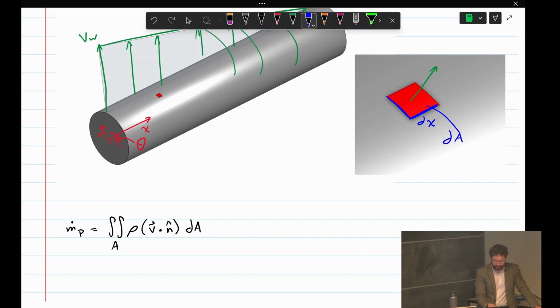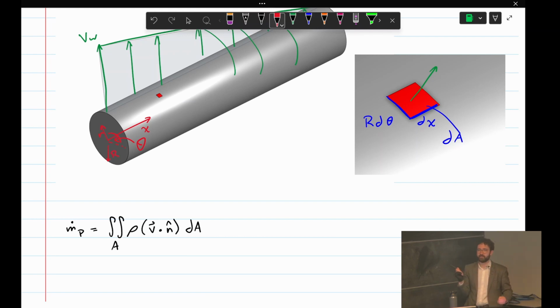Does anyone have an idea about the length of this side here? Remember, this is on a curved surface. So it's an arc length, right? Yeah, it's an angle times radius. So that is going to be big R d theta, where big R is the maximum radius here.